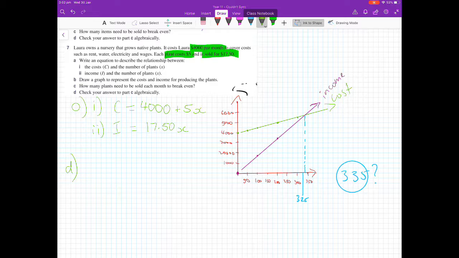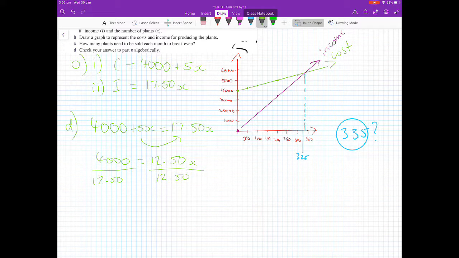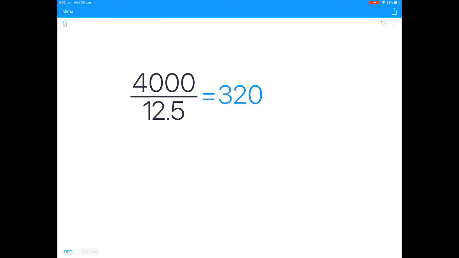So let's jump in. Cost equals income, so 4,000 plus 5x equals 17.5x. First thing I'm going to do is get all the x's onto one side, so I'm going to take that 5x away from both sides. End up with 4,000 equals 12.5x. Yeah, now I'm going to have to do a little bit of division. Now, I don't know about you guys, but I'm going to be throwing this one into a calculator just to be sure. Putting 4,000 over our 12.5, and we end up with an answer of 320.